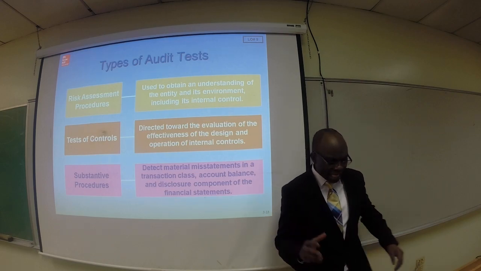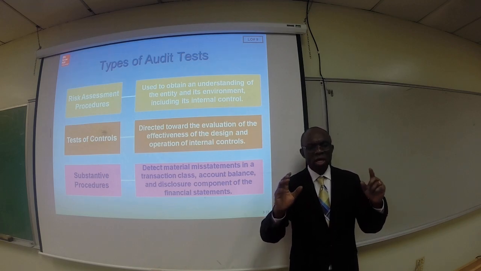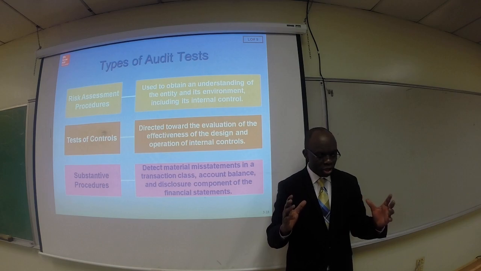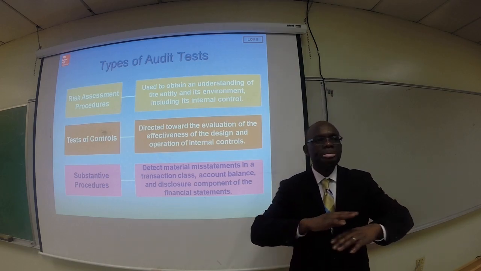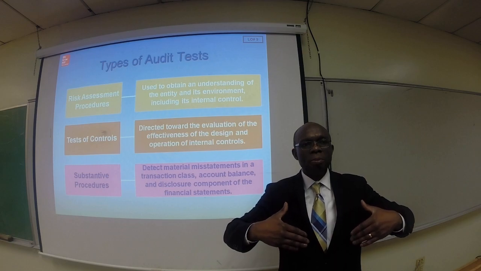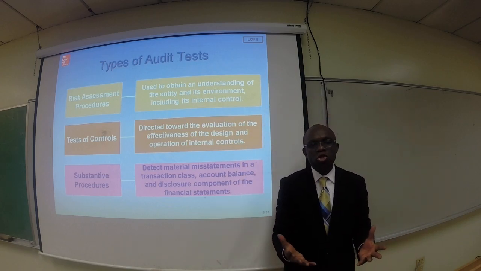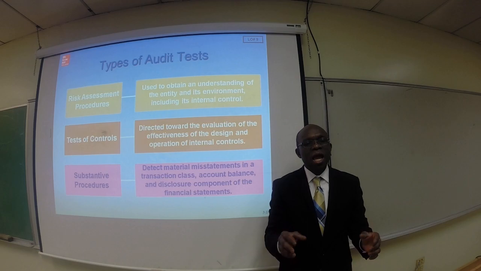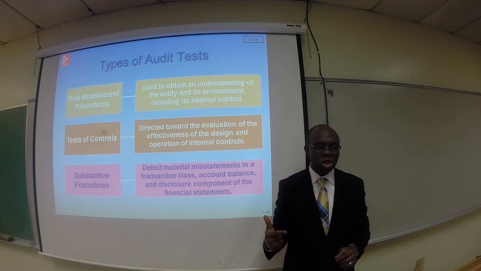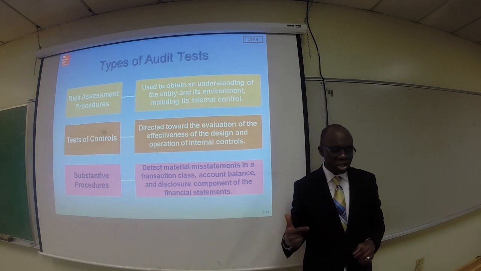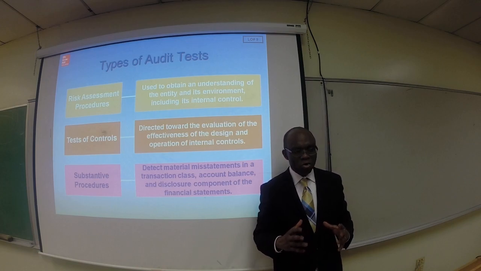So moving along, let's take a look at the second of the three issues of chapter three, and that is types of audit test. Essentially, all the tests that we are going to perform during the course of doing our audit can be put into one of three categories. The first one is risk assessment procedures, the second one is tests of controls, and the third one is substantive procedures. So let's take a look at the first type of test, risk assessment procedures.